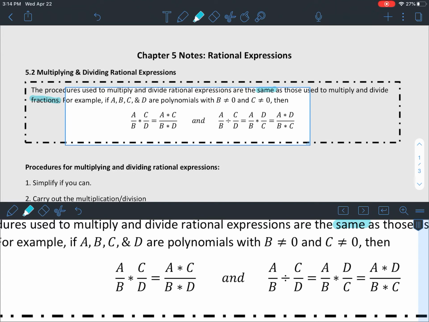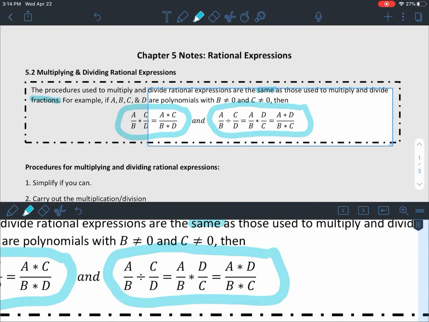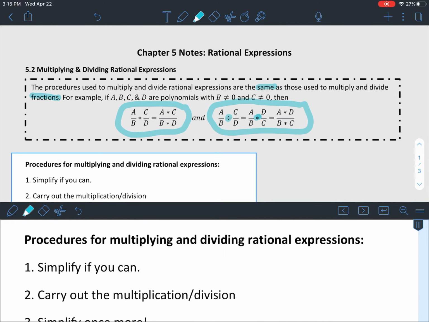So just like when you would multiply fractions, you multiply straight across. That's what this first example says. If I have a over b times c over d, I would just do a times c and then b times d. If I'm dividing, you remember this as keep, change, flip, just like you would with regular fractions. You keep your first, change the division to multiplication, and then flip the last fraction, and then again, you multiply straight across. So if I had a over b divided by c over d, I turn that into a over b times d over c, and then I just multiply my a and d, multiply my b and c, and then simplify from there.